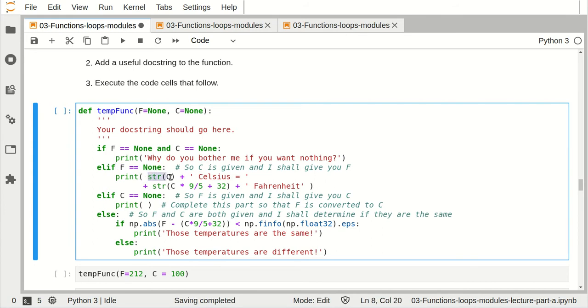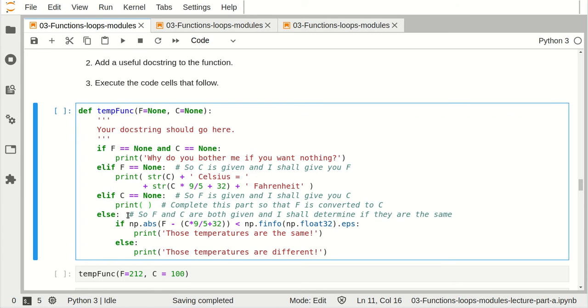It will print the degrees in Celsius, through the conversion of multiplying by 9/5 and adding 32, and say this is what the degrees are in Fahrenheit. Else if you gave a Fahrenheit, so Fahrenheit was not None, you actually gave it a value, and the Celsius is None, then that means you want to convert Fahrenheit to Celsius. So what you need to do is figure out what to put here. This is completing this part so that f is converted to c. I had to say it right here in the code comment.